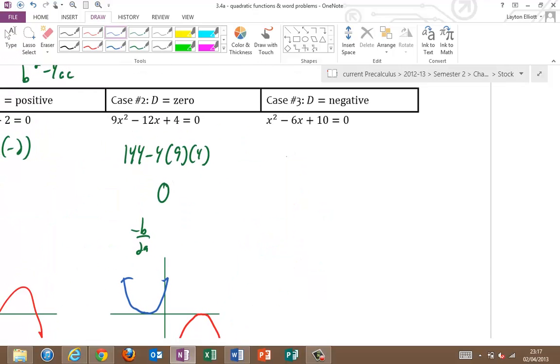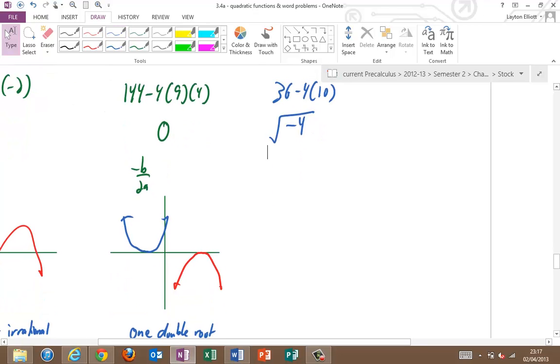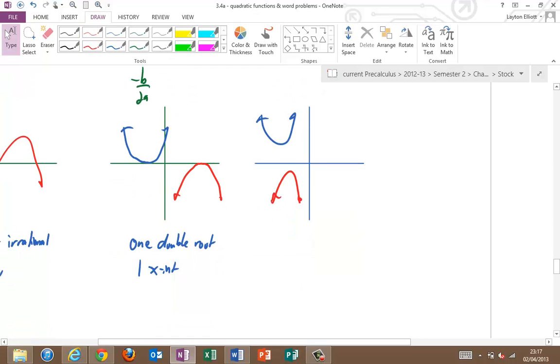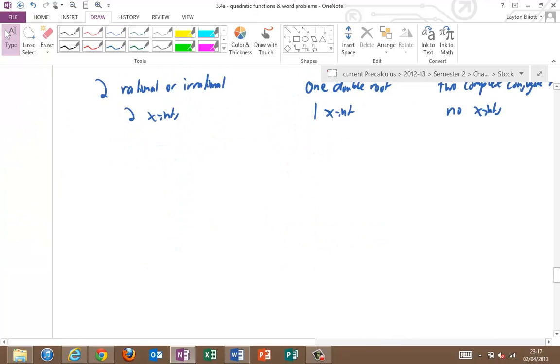Let's go up here. B squared minus 4ac would be 36 minus 4 times 1 times 10, which is negative 4. Well, the square root of negative 4 is an imaginary number, so our graph never crosses the x-axis, which means that an up graph would look something like this, and a down graph would look something like that. We say we have two complex conjugate roots. We can't graph them because they're complex, so there are no x-intercepts.